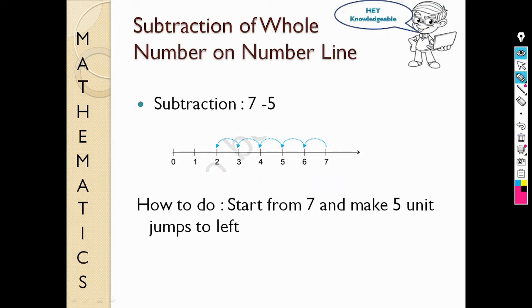Similarly, if we have to calculate 6 minus 2, then we go first to 6 and then jump 2 times backward. That is 5 and 4. So the answer will be 4.